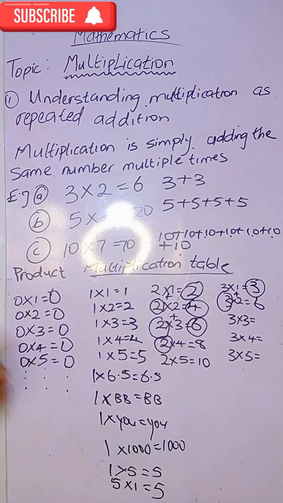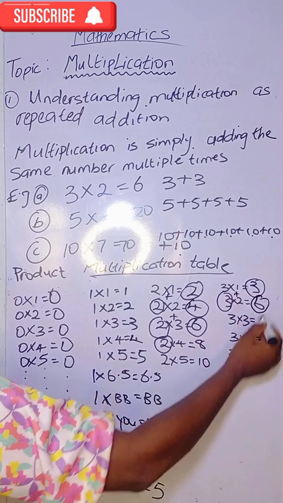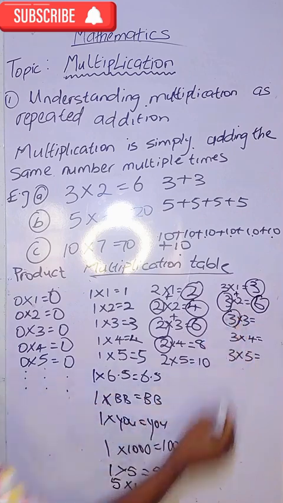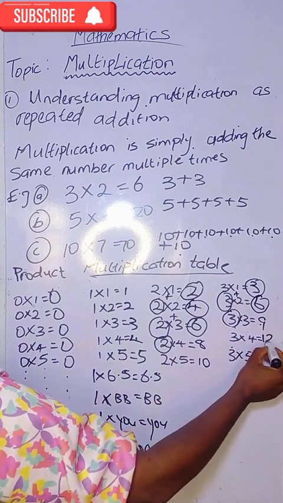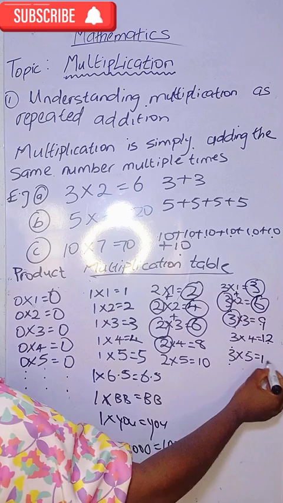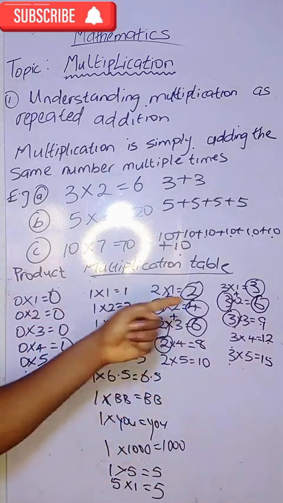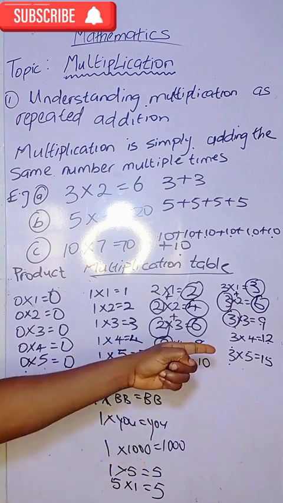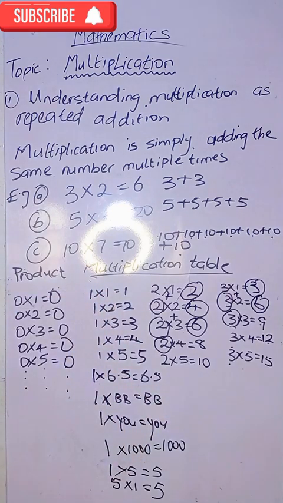Now we know that 3 times 2 is 6, but we don't know 3 times 3. So what are we to do? The product here, 6 plus this 3, gives us what? 9. 9 plus 3 gives us 12. 12 plus 3 gives us 15. So we can see that 3 times 1 is 3, 3 times 2 is 6, 3 times 3 is 9, 3 times 4 is 12, 3 times 5 is 15.